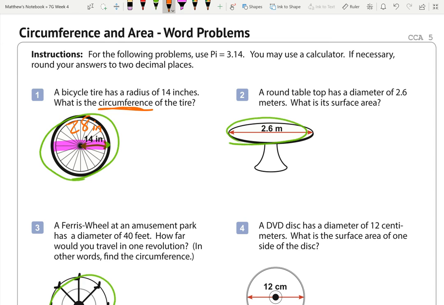Well, if it's asking for the circumference, that's going to be diameter times pi. Well, we can substitute in 28 for the diameter and then 3.14 for pi. And that's going to give us our circumference. All right.